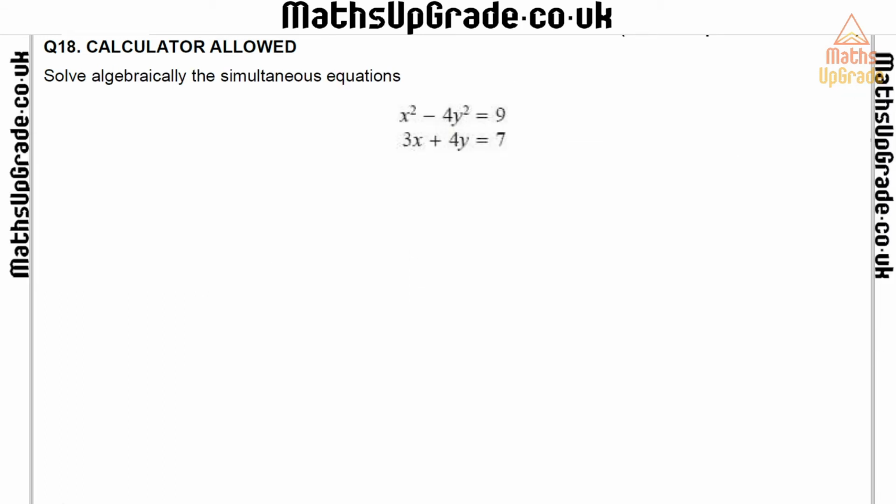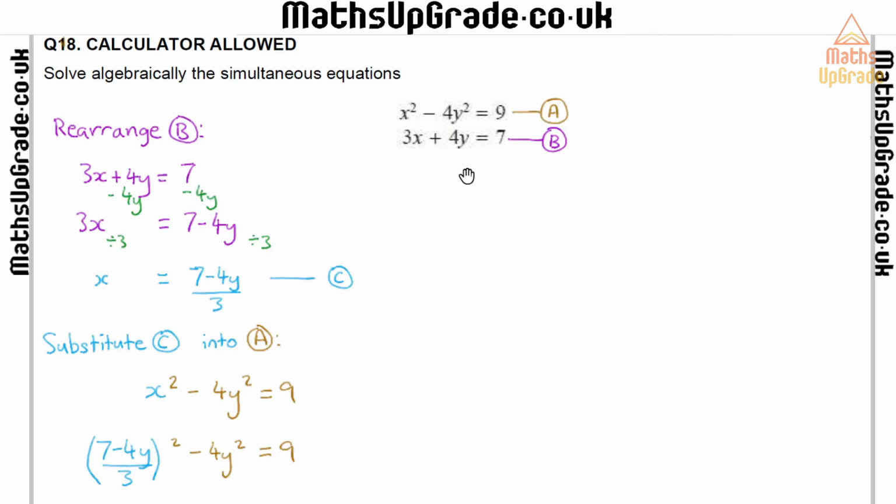Question 18. To solve algebraically these 2 equations simultaneously. This question is worth 5 marks. So what I'm going to do, I'm just going to rearrange this bottom equation here and then substitute it into the top equation. If I rearrange this bottom equation so that x is the subject, I subtract 4y from both sides and divide by 3, so x would equal 7 minus 4y all divided by 3. If I then substitute that into the top equation here, I'll get this expression here.